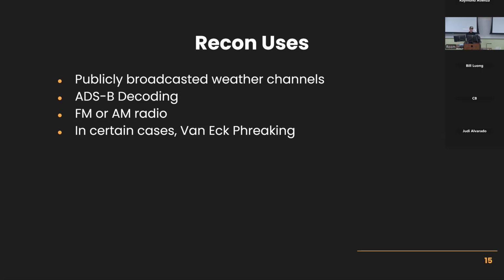I wouldn't say intercept, you just read the signals that it's broadcasting from the airplane and set up a map, and you can see where exactly you're headed. FM and AM radio is pretty obvious.